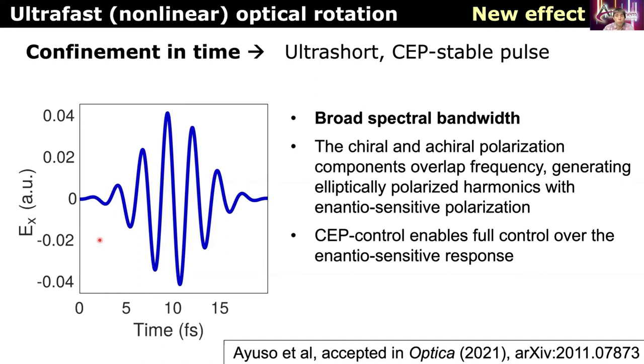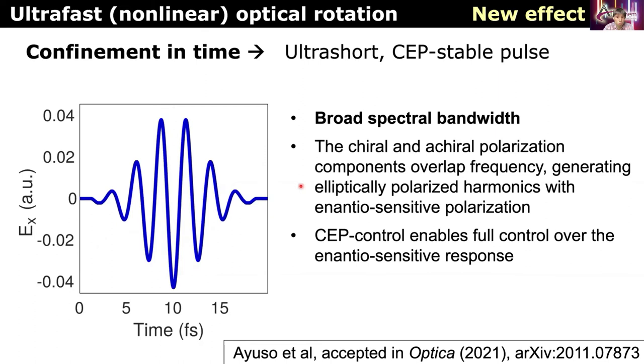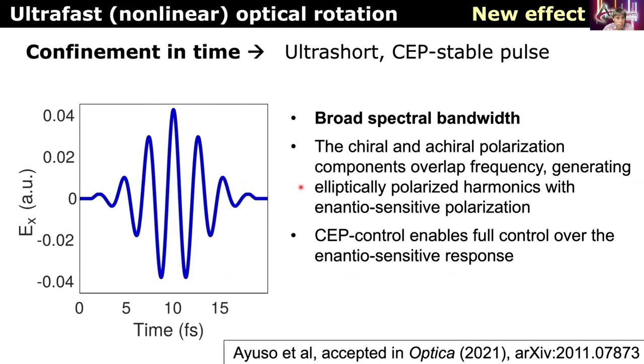And as you know, something that is very important when we have a very short pulse is the carrier envelope phase, so the phase between the carrier and the envelope, because this carrier envelope phase determines the shape of the wave and also therefore the nonlinear response of matter. And now I'm going to show you that by controlling this carrier envelope phase, the CEP, we can efficiently control the nonlinear response of chiral molecules with extremely high enantiosensitivity.